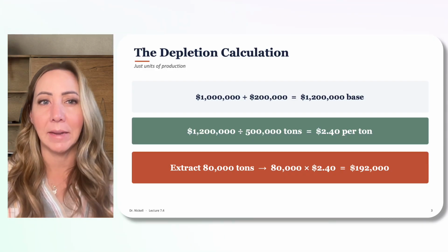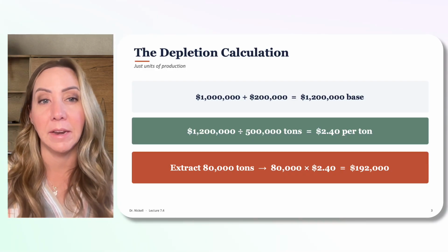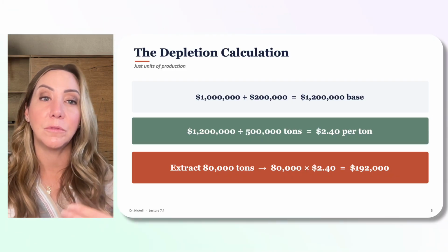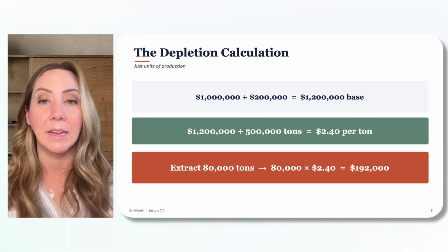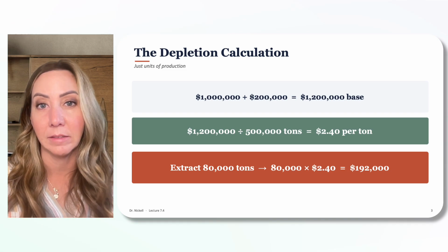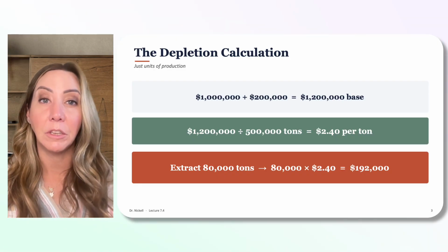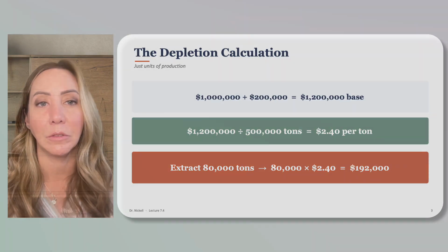Suppose a mining company pays $1 million for a mineral deposit, spends $200,000 on development, and expects no meaningful residual value. They estimate that the deposit holds 500,000 tons. The depletion base is 1.2 million, and dividing by 500,000 tons gives us a depletion rate of $2.40 per ton. If we extract 80,000 tons this year, depletion for the year is 80,000 times $2.40, which is $192,000.